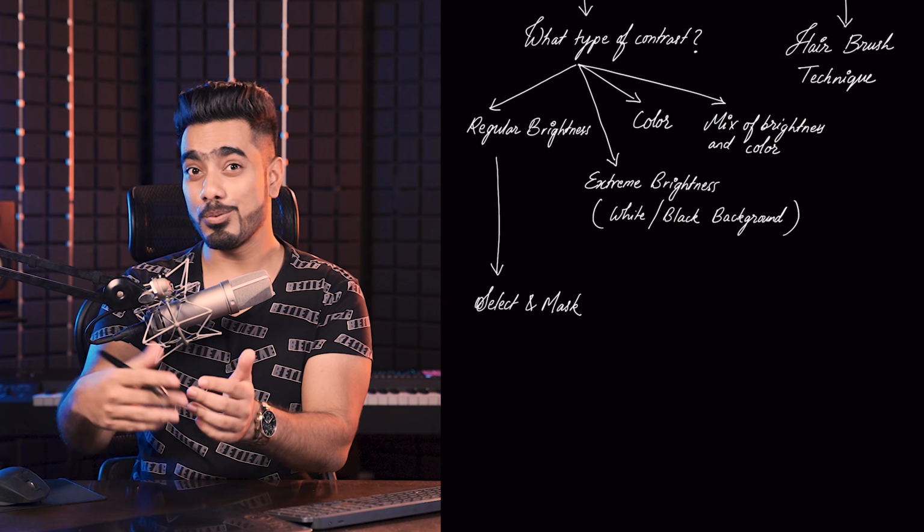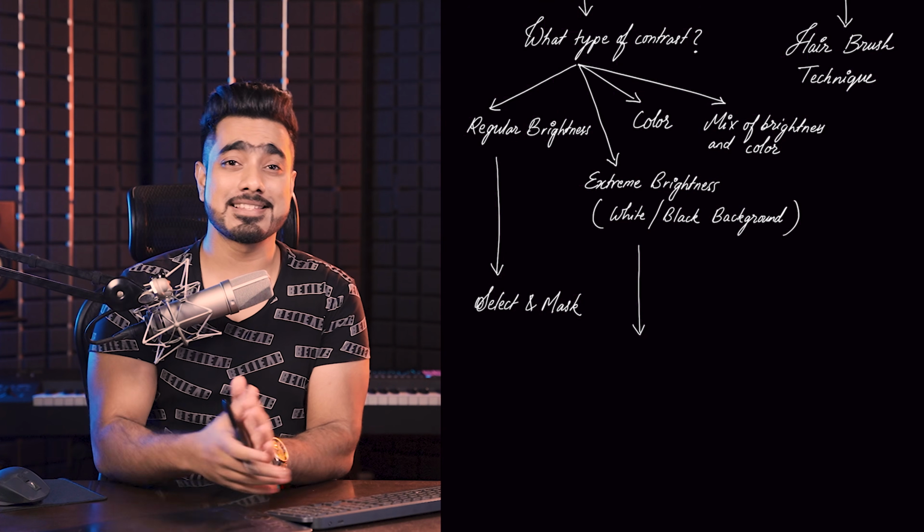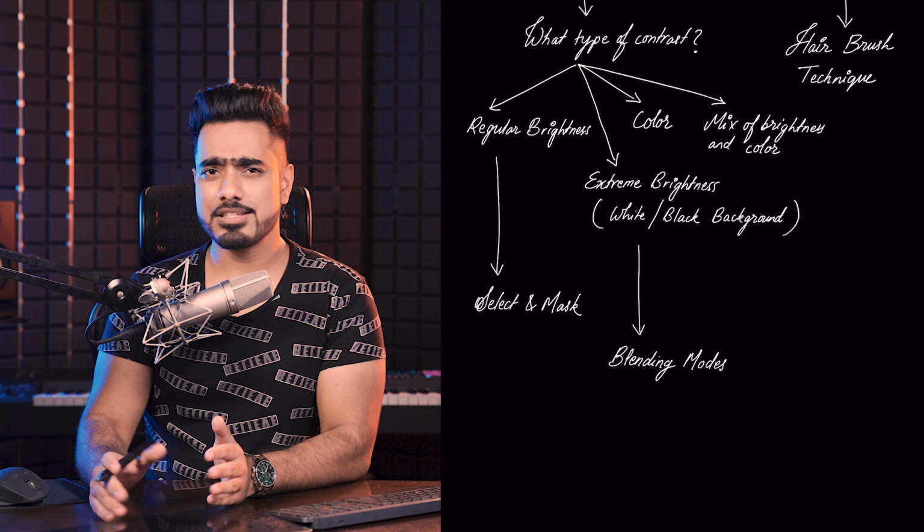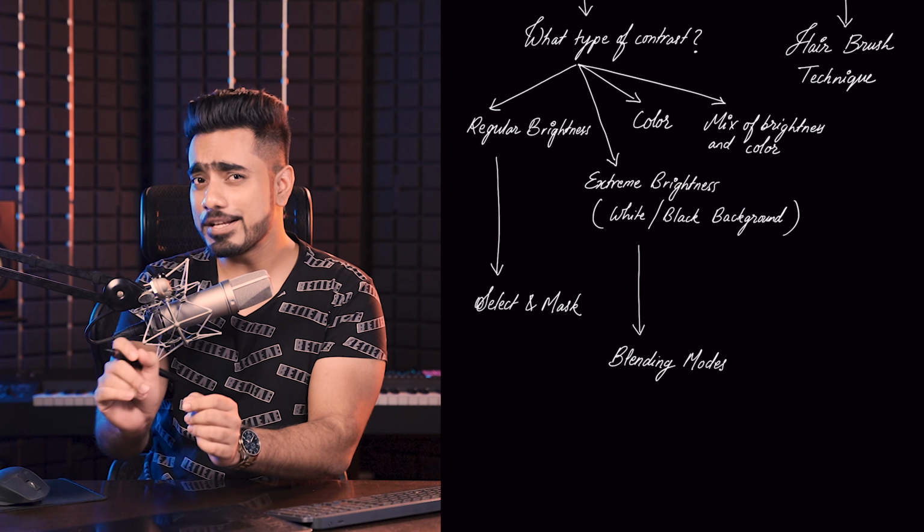We also have a complete dedicated guide on this topic, which you can watch right here. By the way, this video is a guide to guide you to which technique to use in what scenario. Now, if the backgrounds are extreme, like white or black, in other words, the background can be black and the hair can be brighter, or the background can be white and the hair can be darker, in those cases, it is much more practical to just use blend modes. It's one of the best ways to mask hair. It maintains every strand of hair.